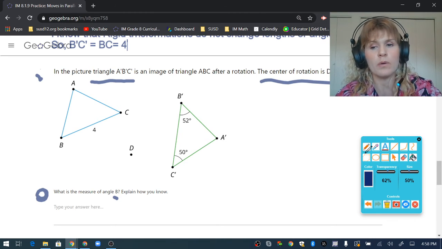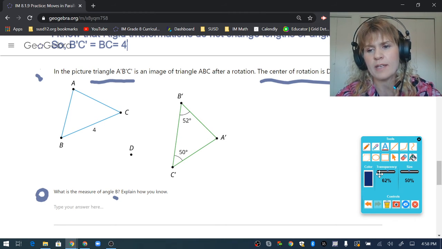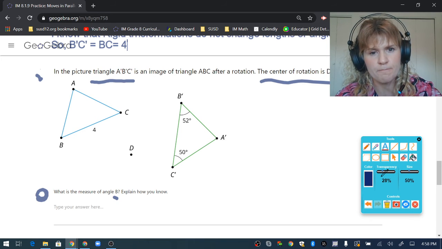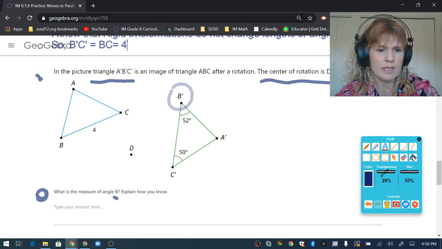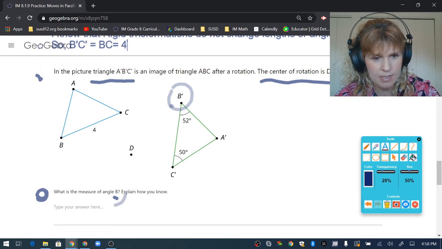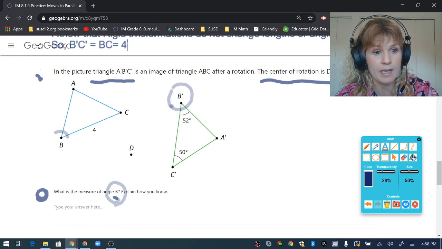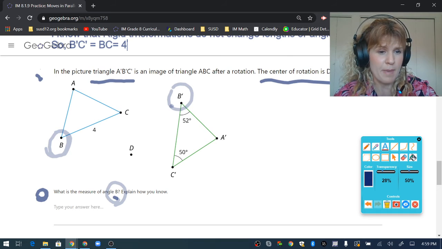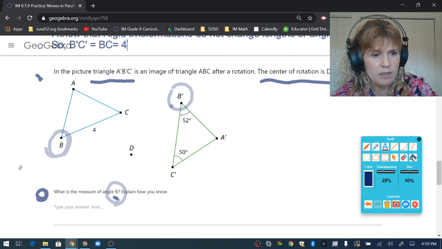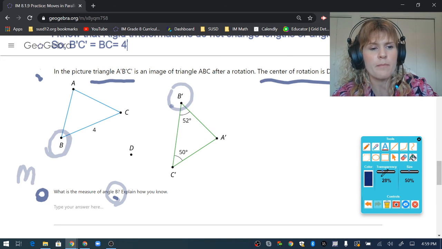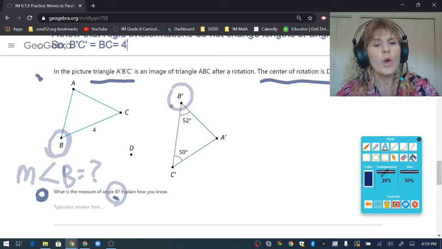Explain how you know. Let me find it on the figure first, on this diagram. Here is angle B. Oh, I'm sorry, there is angle B prime. It's asking what is angle B. Aha, I got it now. Here is angle B. What is the measure of angle B? We can put M for measure and then angle B.